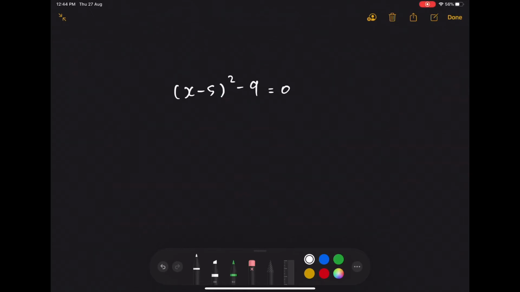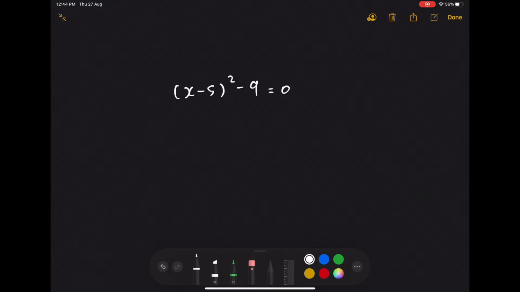Today I'll be going through how to solve for x by completing the square form. As you can see here, we have a very basic type of equation, which is how completing the square form looks like. So we have (x minus 5) squared minus 9 equals 0, and we are asked to solve for x. So the first thing to do is to shift the negative 9 over to the other side of the equation, which is what we do with plus 9 on both sides.